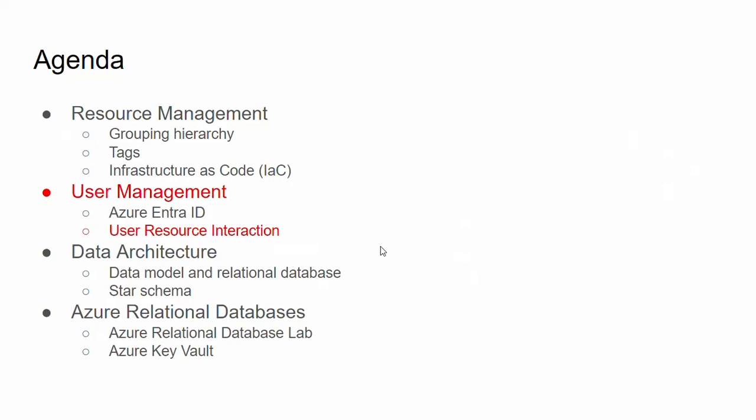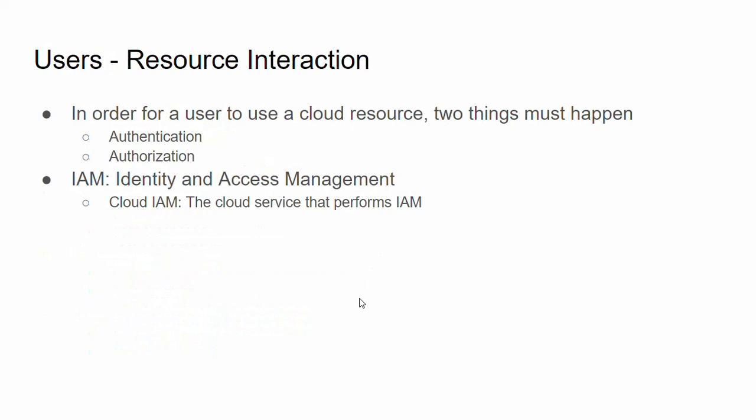This relationship between users and certain resources is what we are interested in as the security of accessing, right? So user resource interaction, in order for a user to use a cloud resource, two things must happen. One is called authentication, another is called authorization. And this is done through a service called IAM, Identity and Access Management. If you read through this, look at identity, there's a cloud IAM. That's the cloud service that performs IAM.